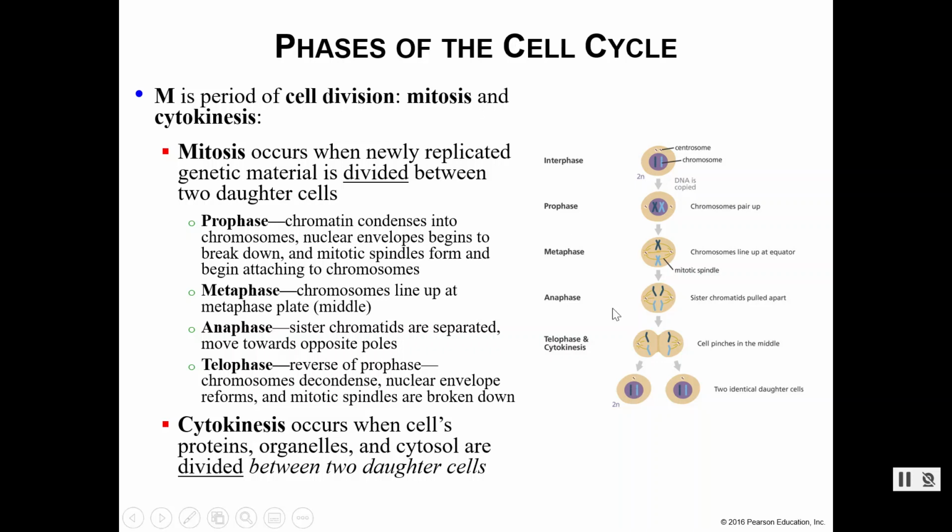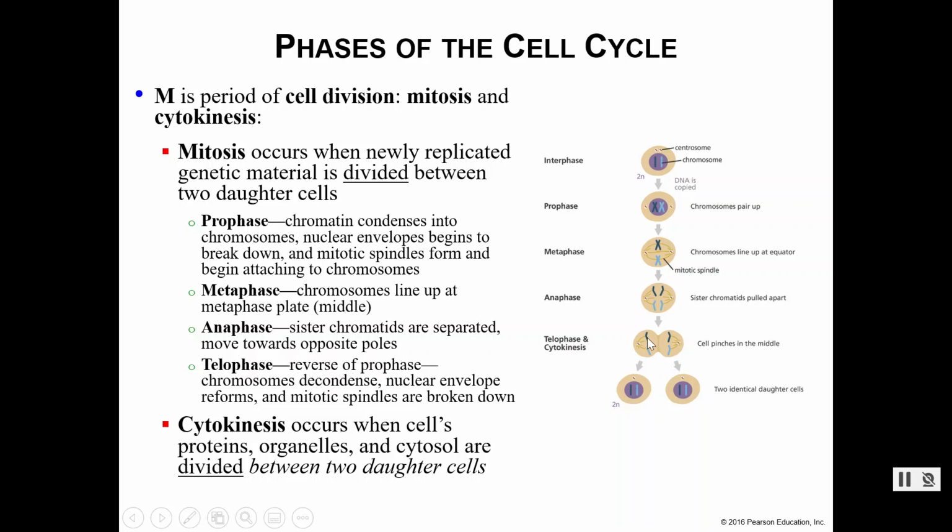It is basically the opposite or the reverse of prophase. So 3 things happen during telophase. Your chromosomes are going to decondense. They're going to go back to that chromatin shape. Your nuclear envelopes are going to reform, and your mitotic spindles are going to break down. We don't need them anymore.